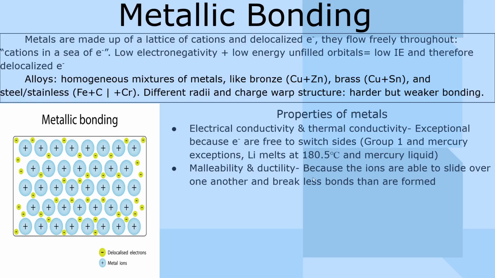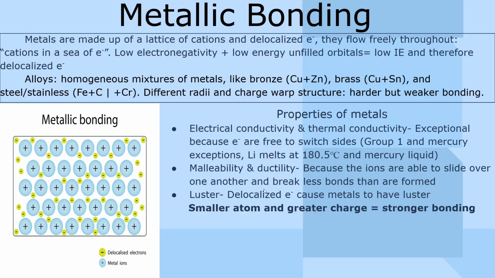So, malleability and ductility. Malleability is the ability to be bent into shapes, and ductility is the ability to be drawn out into wires. This is possible because the ions are able to slide over one another and break fewer bonds than are formed, right? So imagine you're pulling all these apart, you're trying to make a wire, but because these electrons are delocalized and the ions are able to slide over one another in the sea, they just kind of move with it. So luster: delocalized electrons cause metals to have luster. All you need to know.